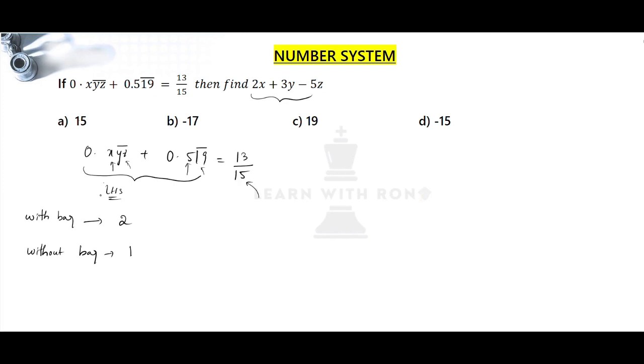In this type of questions, whatever format the left hand side has, with bar and without bar digits, the right hand side will also have the same format. 13 by 15 is less than 1 only, right? So I write it as 0.ABC with bar, with 2 values with bar and 1 value without bar. So 13 by 15 can be expressed in this format. I hope you understood how I wrote 0.ABC. Now let us convert 13 by 15 into this format.